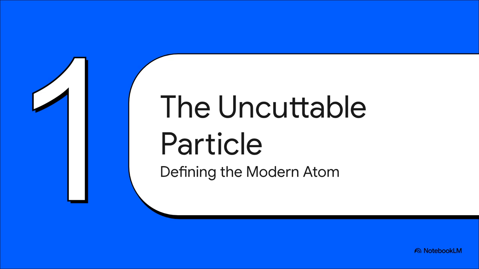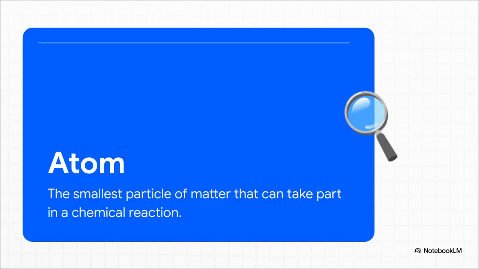All right, first up, let's get a handle on this whole uncuttable particle idea. What exactly is an atom in the modern sense? And just how tiny are we talking here? So, here's the deal. An atom is the smallest possible piece of an element you can have that still behaves like that element. Think of it like a Lego brick of gold. You can't break that brick down any further and still have it be gold. It's the absolute fundamental unit that all of chemistry is built upon.